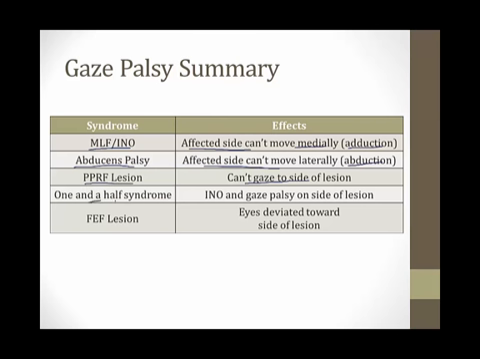In a 1.5 syndrome, patients develop that complicated internuclear ophthalmoplegia and lateral gaze palsy on the side of the lesion. And then finally, in a frontal eye field lesion, the eyes will be deviated toward the side of the lesion. And that concludes our module on gaze palsies.